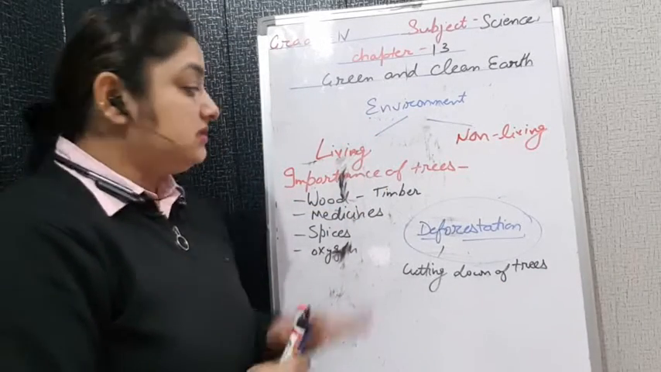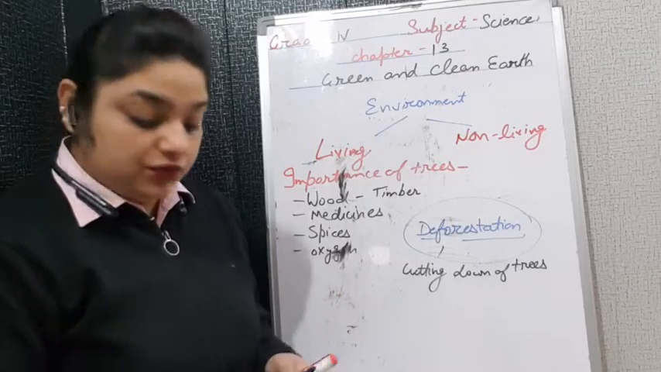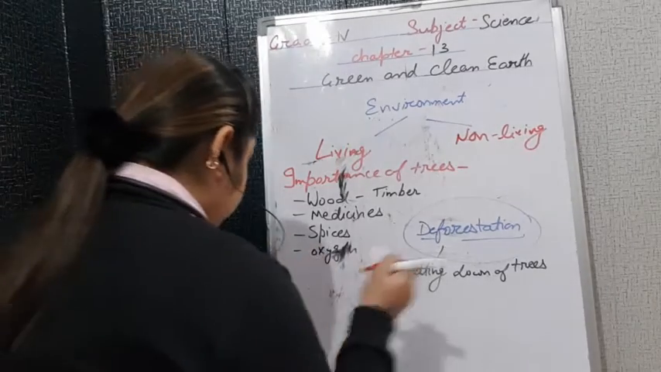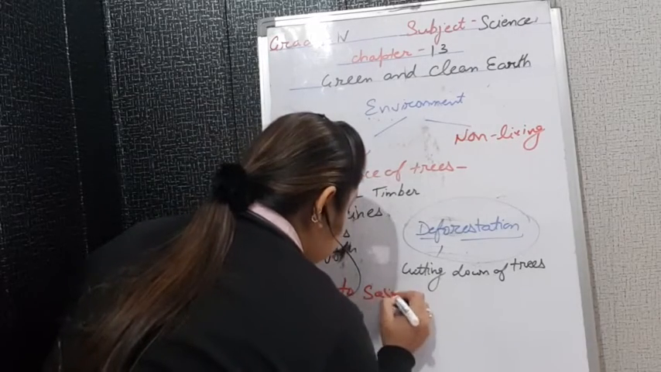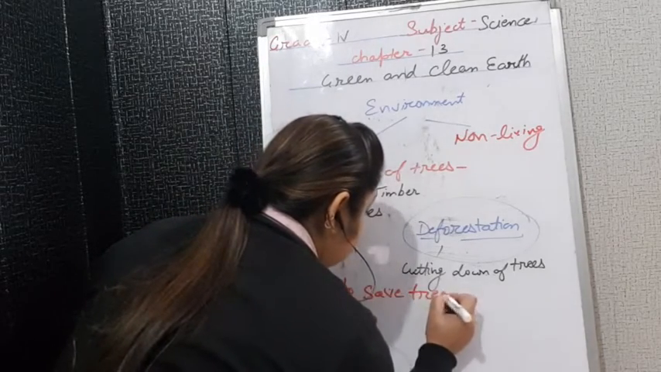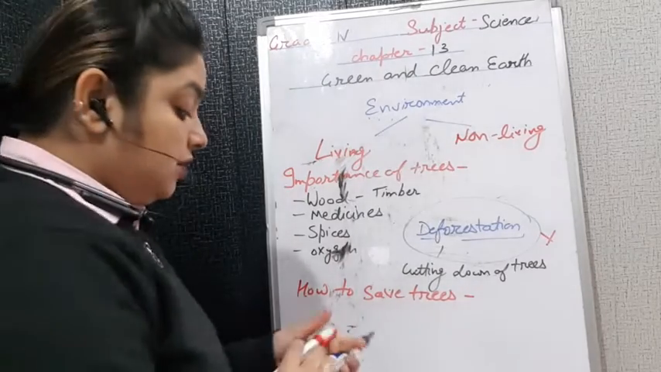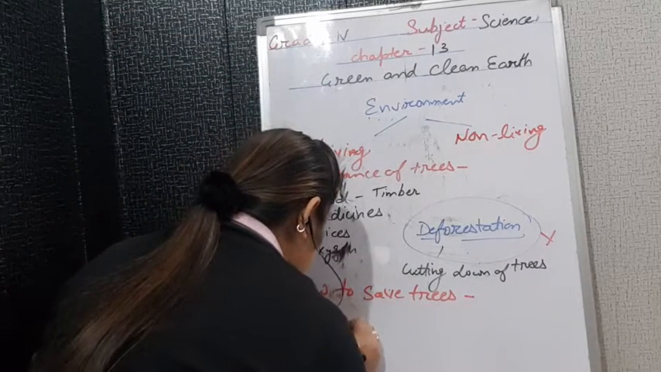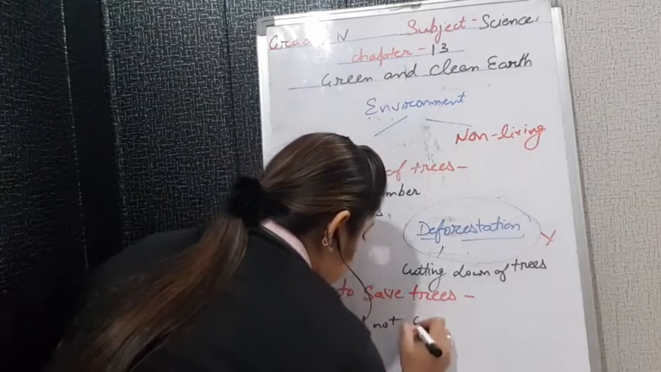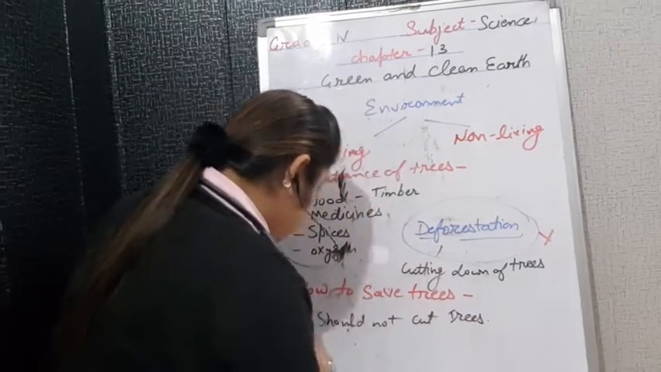See, we know that trees are very important to us, so we should save trees. So how can we save trees? What is the method? A very simple thing, we should stop this. So how can we stop it? Do the opposite. First, we should not cut down the trees.